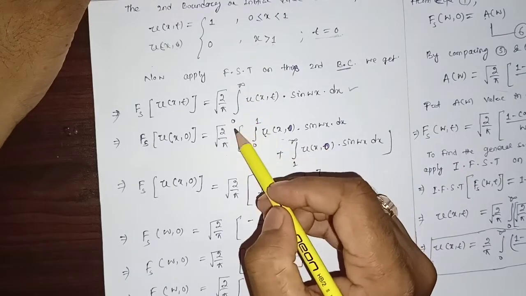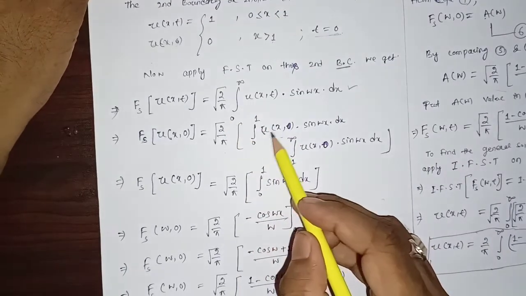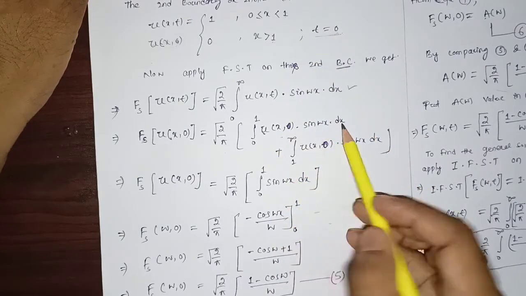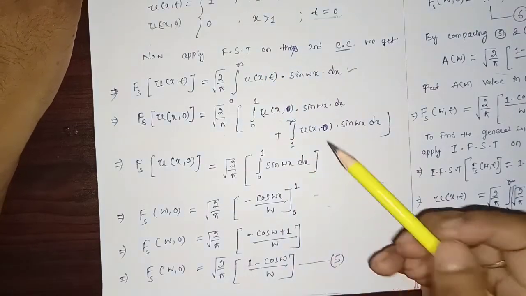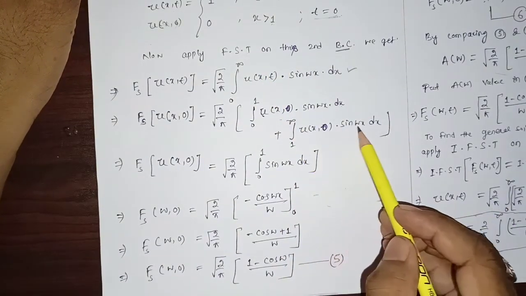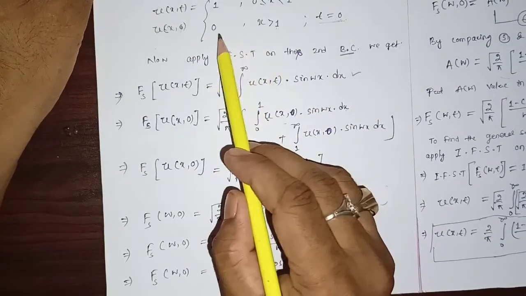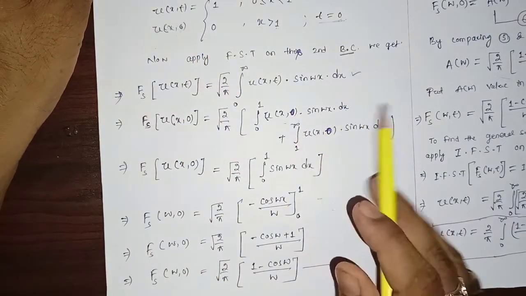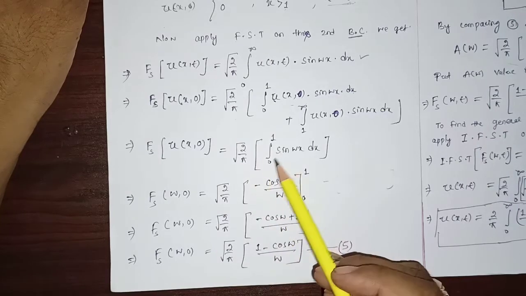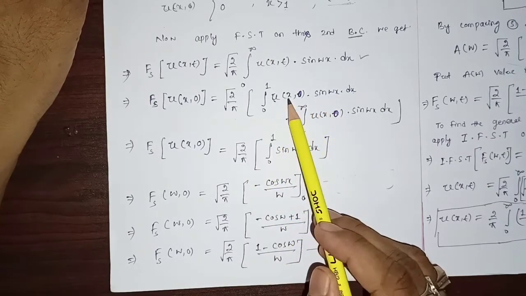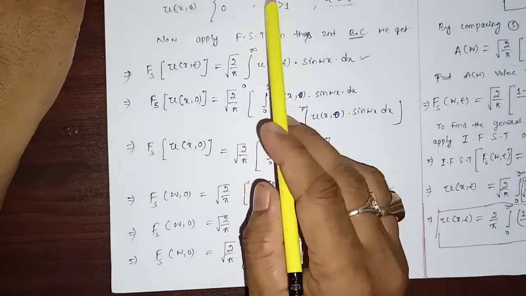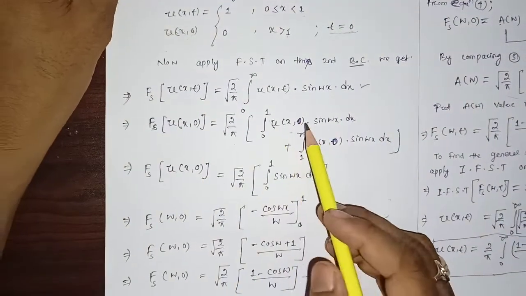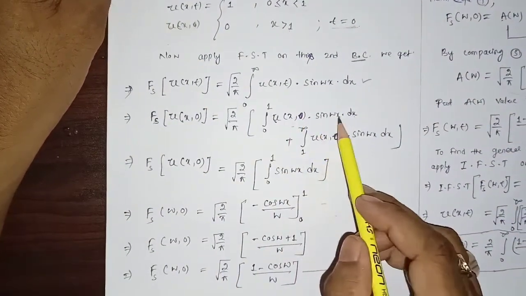So I am going to segregate this integration 0 to infinity into 0 to 1, u(x,0) sine omega x dx, because t equals 0, plus 1 to infinity, u(x,0) sine omega x dx. But for x greater than 1, u(x,0) is 0, so this whole term will be 0, and we get root of 2 by pi, integral 0 to 1. Here u(x,0) in between 0 to 1 has the value 1, so only sine omega x dx remains.